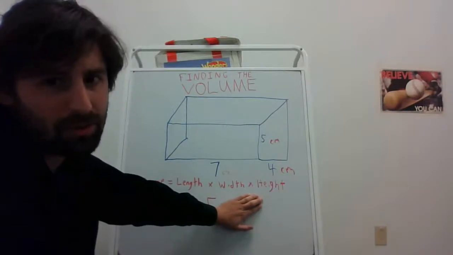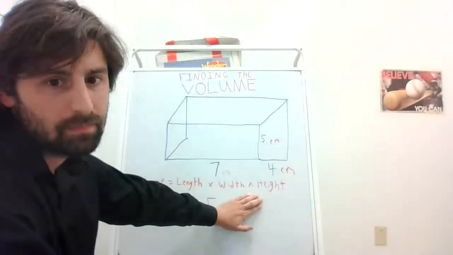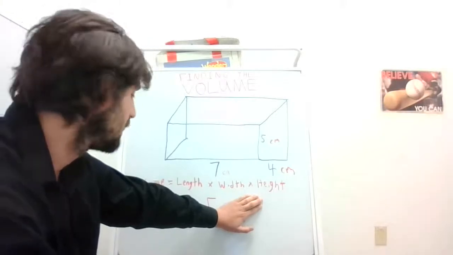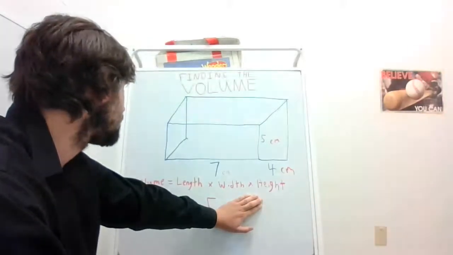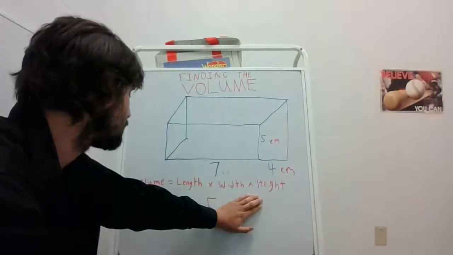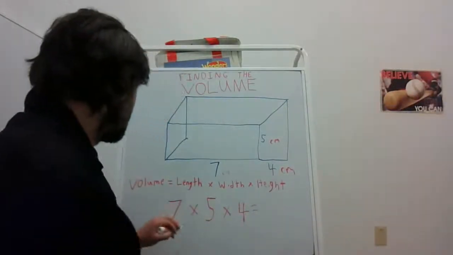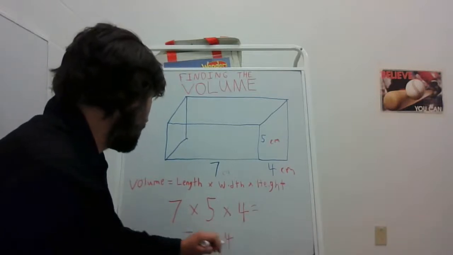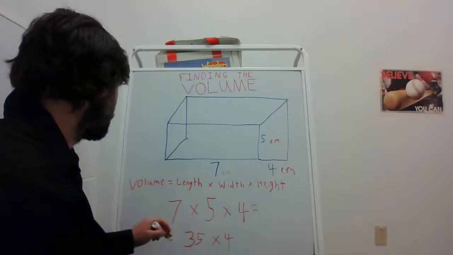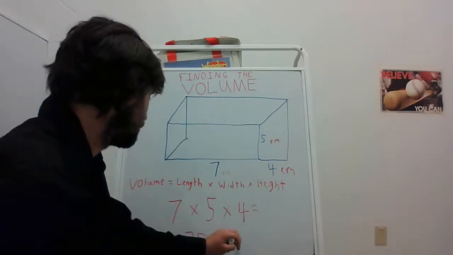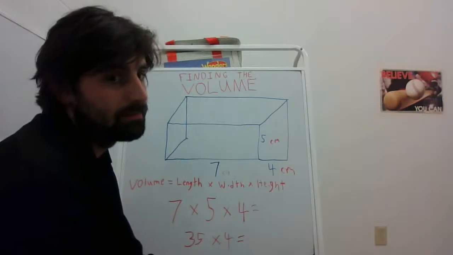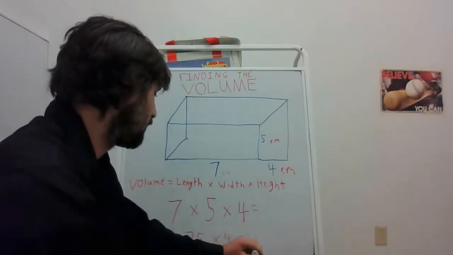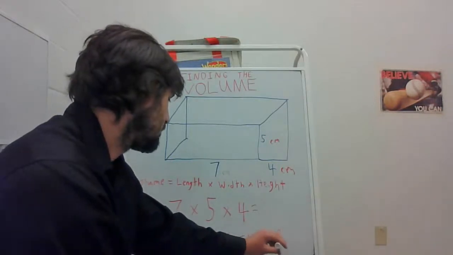I'm going to do the math in my head, but then I'm going to show you how to do it if you're not able to do it in your head. So 7 times 5, that means that we're adding the number 5 7 times. 7 times 5 equals 35. So now we're going to multiply 35 times 4. 35 times 4 equals 140 centimeters cubed.